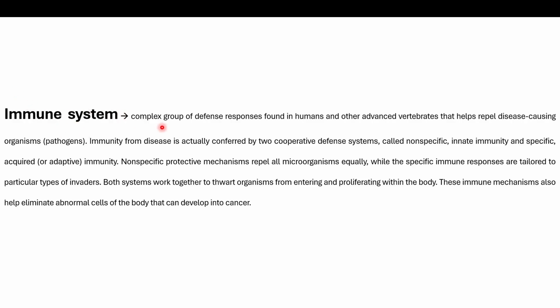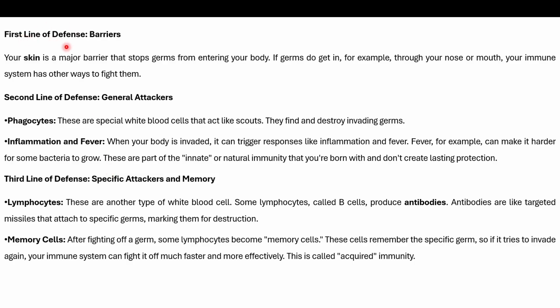The immune system is a complex group of defense responses found in humans and other advanced vertebrates that helps repel disease-causing organisms or pathogens. Immunity from disease is conferred by two cooperative defense systems: innate immunity, which is non-specific, and adaptive or acquired immunity, which is more specific. The very first line of defense is the barriers, one being the skin, a major barrier which helps in preventing germs from entering our bodies.